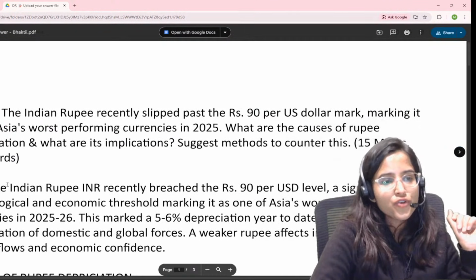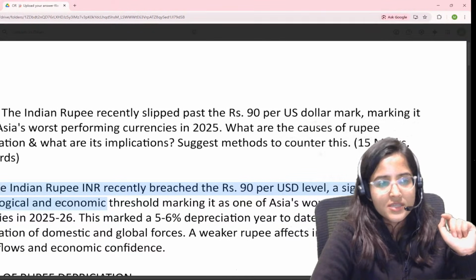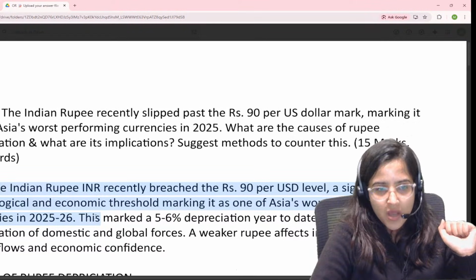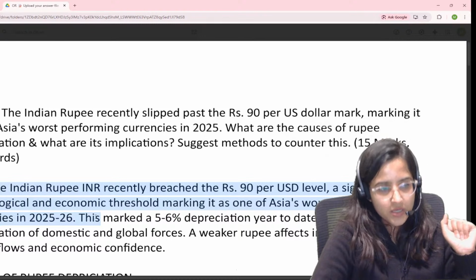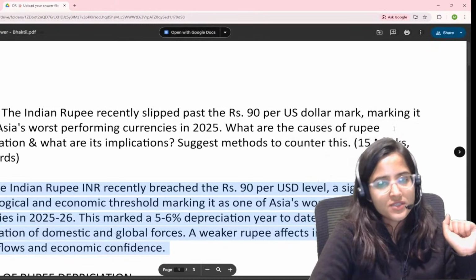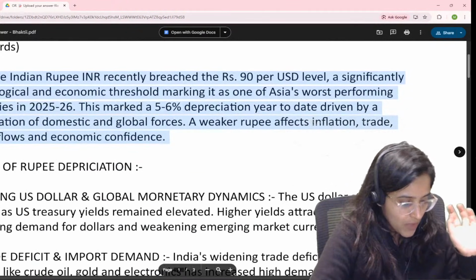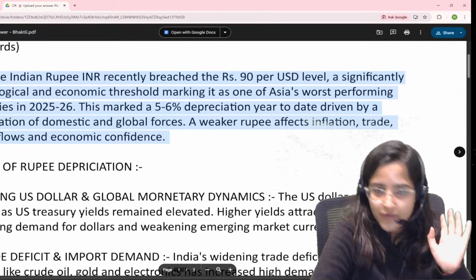Fine. So the Indian rupee recently breached rupee 90 per US dollar level, a psychological and economic threshold marking it as Asia's worst performing currencies. This marked a 5 to 6% depreciation. A weaker rupee affects inflation. ठीक है. Again, you could have again written the meaning of depreciation here. So Bhakti, you could have added the definition of depreciation here.